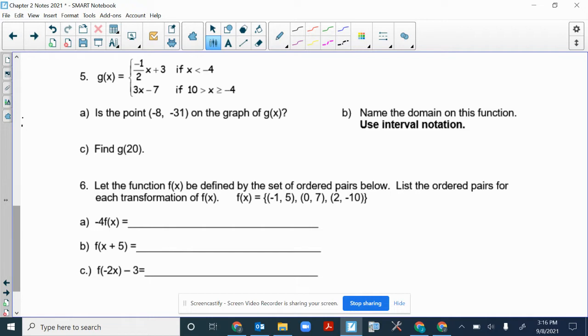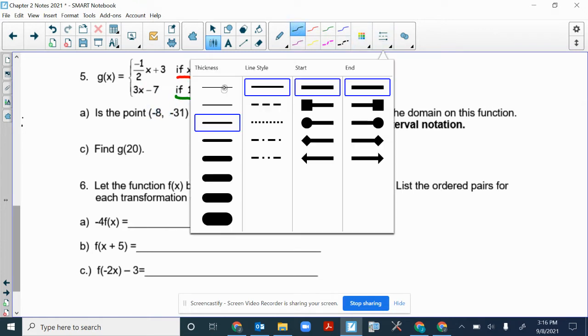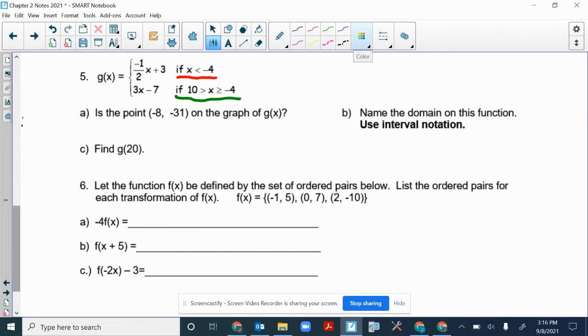So, question 5, we have this piecewise function. It's made up of two linear equations, and the domain of each part is listed right next to the equation. So here for the first one, we want to know, is this point on the graph? We could totally graph these both. There isn't really a spot to graph them on here, so we don't have to.